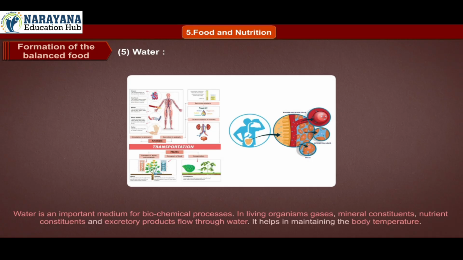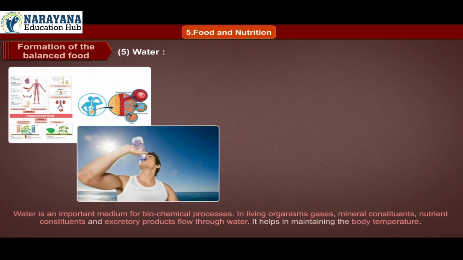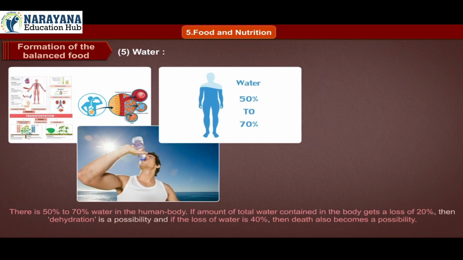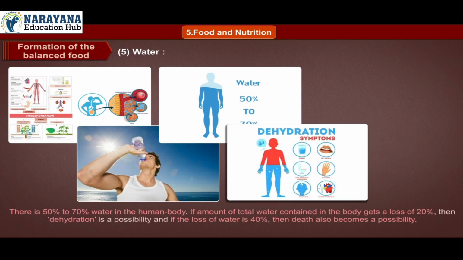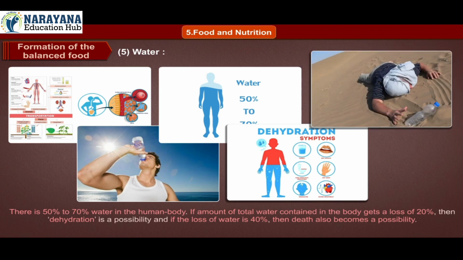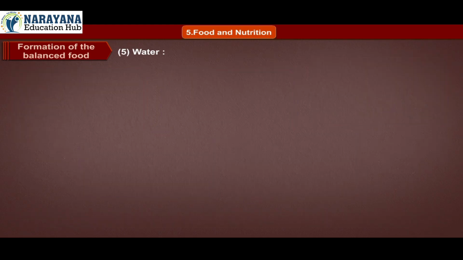Water is an important medium for biochemical processes. In living organisms, gases, mineral constituents, nutrient constituents, and excretory products flow through water. It helps in maintaining the body temperature. There is 50% to 70% water in the human body. If amount of total water contained in the body gets a loss of 20%, then dehydration is a possibility, and if the loss of water is 40%, then death also becomes a possibility.